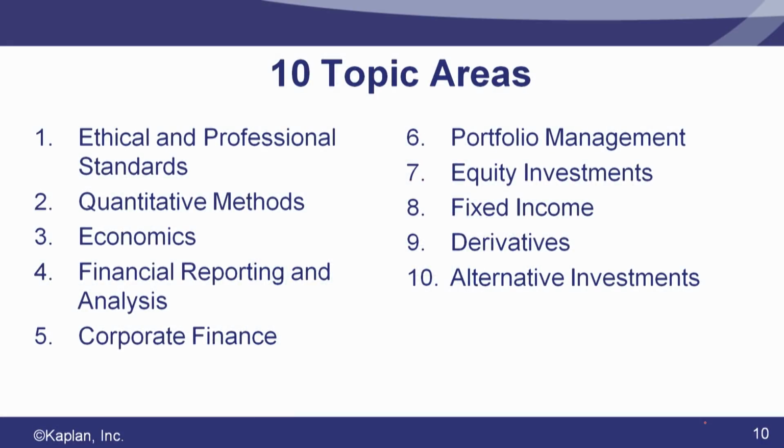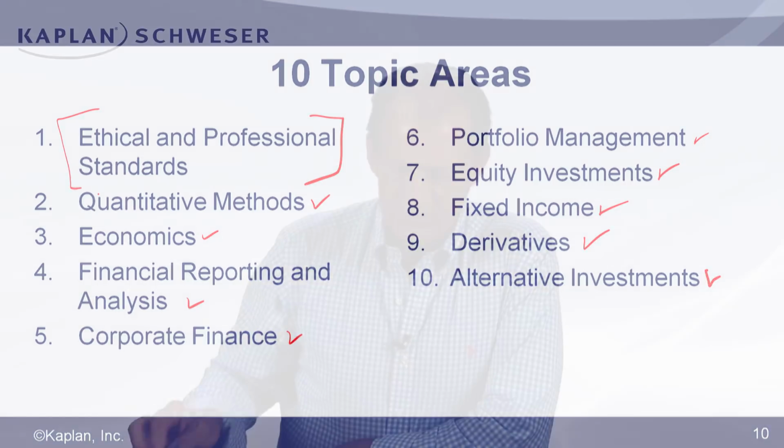So here's the topic areas. We looked at Quantitative Methods, study sessions 2 and 3. There are 2 study sessions on economics. There are 4 study sessions on accounting, financial reporting and analysis. We've got a couple on corporate finance, a couple on portfolio management and equity investments. We've got fixed income securities, derivatives, alternative investments, and this one right here, ethical and professional standards, which is a little bit different than the others in some respects, which we'll touch on.